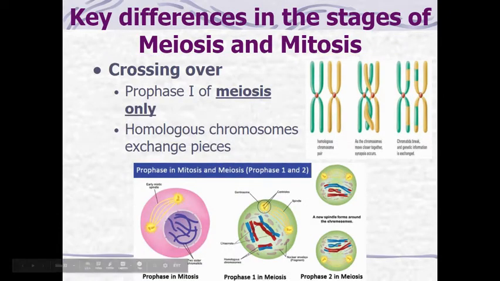So more specifically, the differences between meiosis and mitosis. A big one is crossing over. Crossing over occurs in prophase 1 of meiosis only. That's the only time we're going to see crossing over. And this is when the homologous chromosomes exchange pieces.